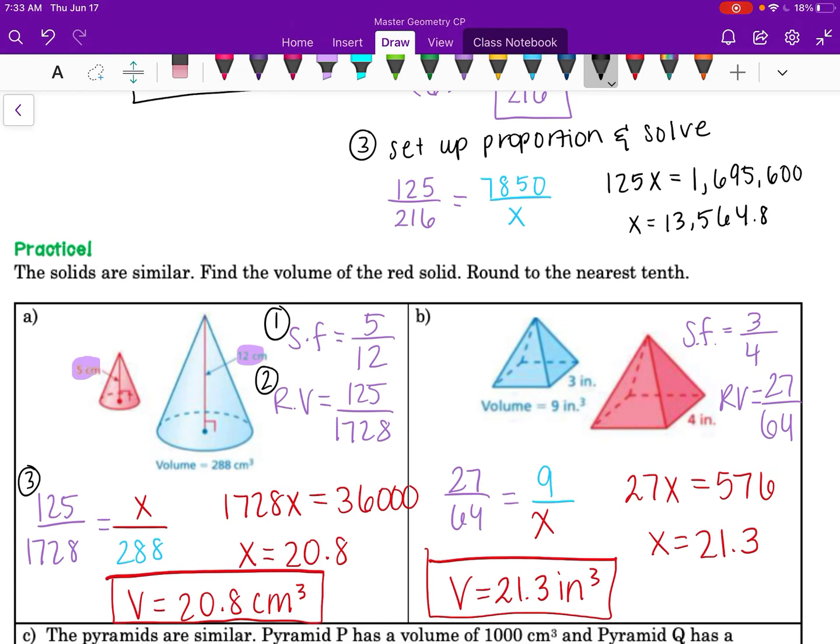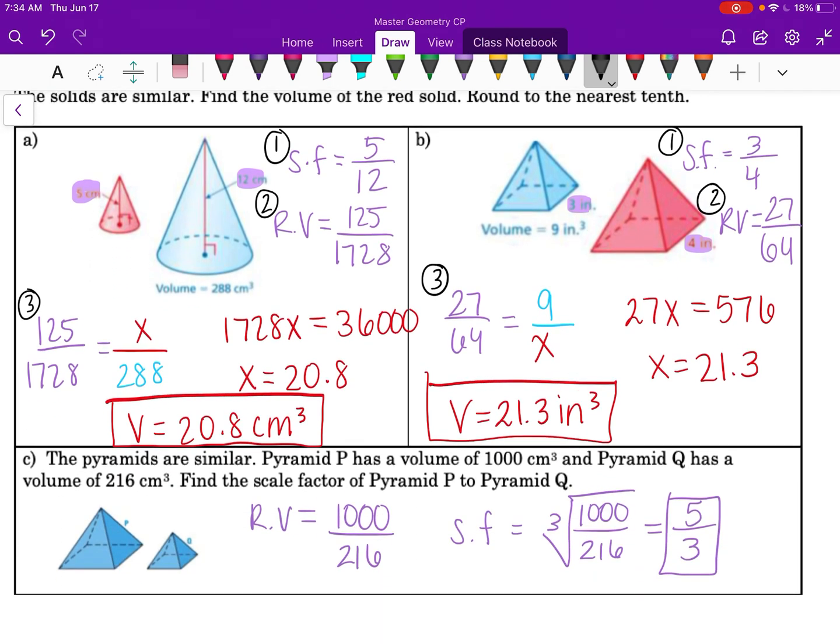In part B, we have two square pyramids. First step is to find our scale factor. Again, we have side lengths of 3 and 4 for our base. So that's our scale factor. To find the ratio of volumes, we have to cube the scale factor. We get 27 over 64. And then from there, we set up our proportion and solve. The volume of the larger is 21.3 inches cubed.